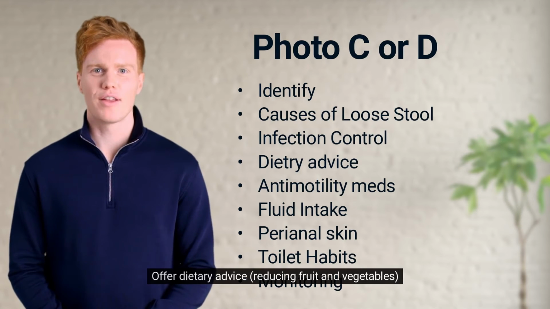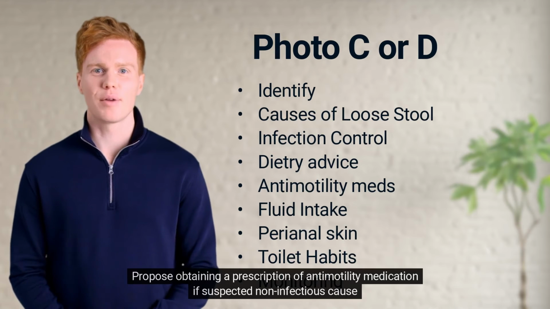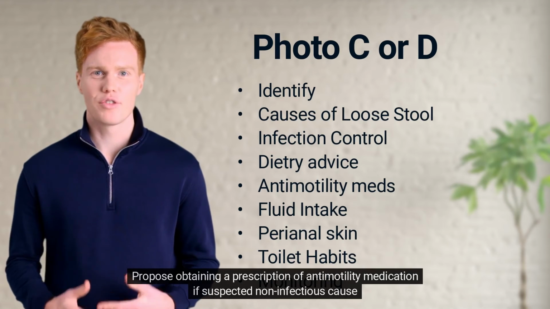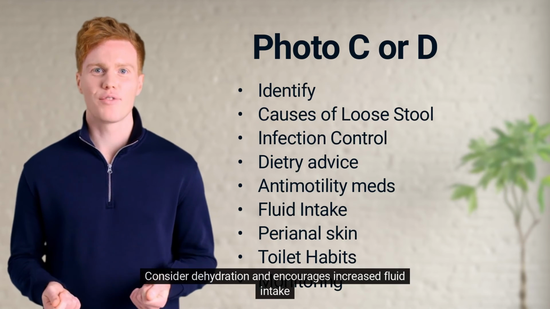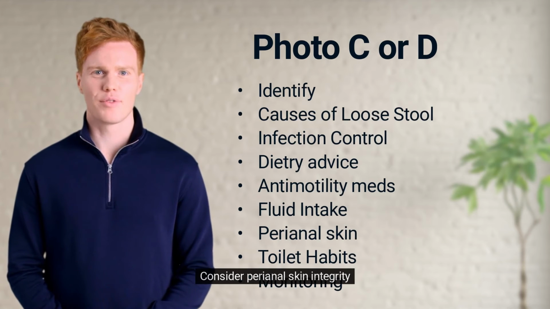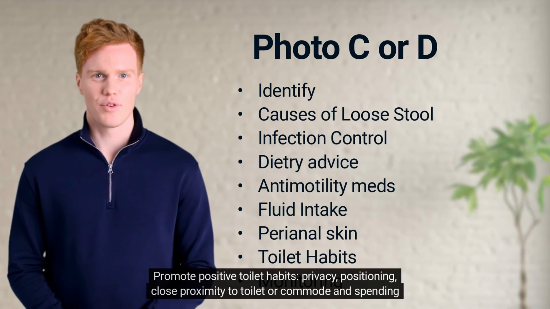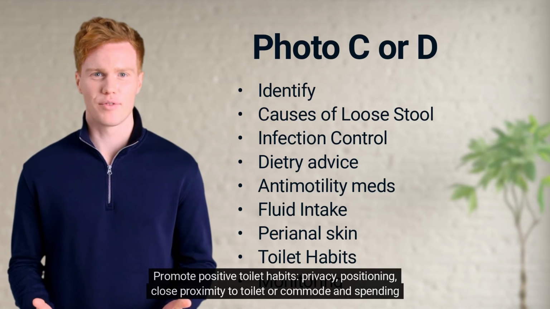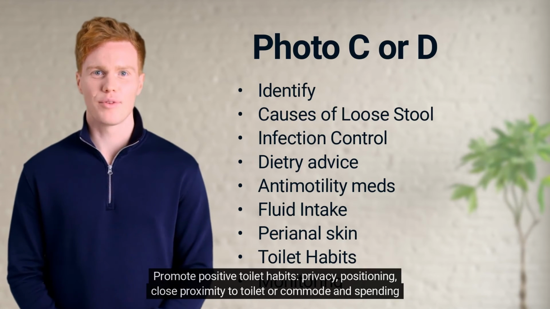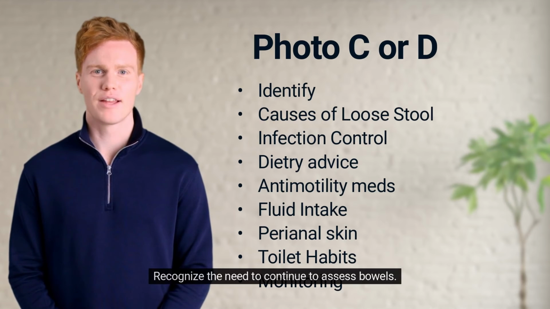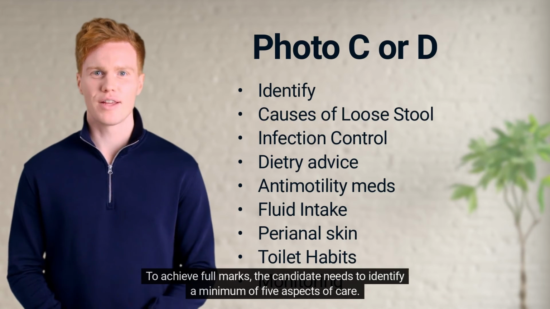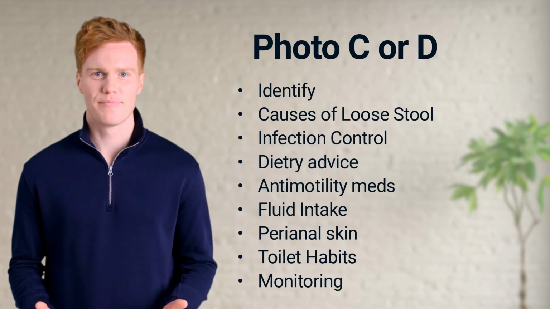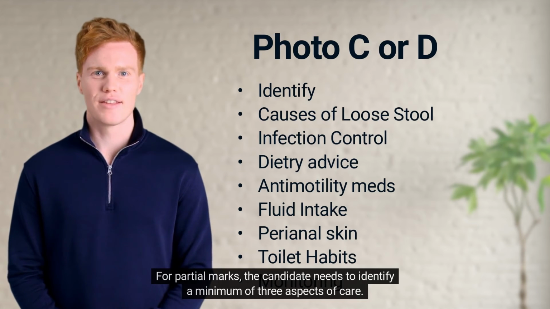Offer dietary advice, reducing fruit and vegetables. Propose obtaining a prescription of antimotility medication if a non-infectious cause is suspected. Consider dehydration and encourage increased fluid intake. Consider perianal skin integrity. Promote positive toilet habits: privacy, positioning, close proximity to toilets or commode, and spending time going to the toilet. Recognize the need to continue to assess bowels. To achieve full marks, the candidate needs to identify a minimum of 5 aspects of care. For partial marks, the candidate needs to identify a minimum of 3 aspects of care.